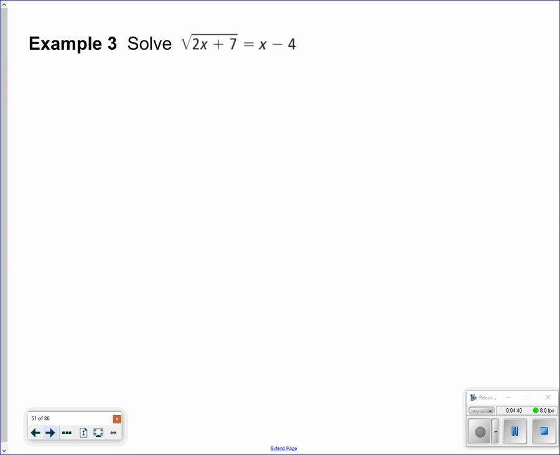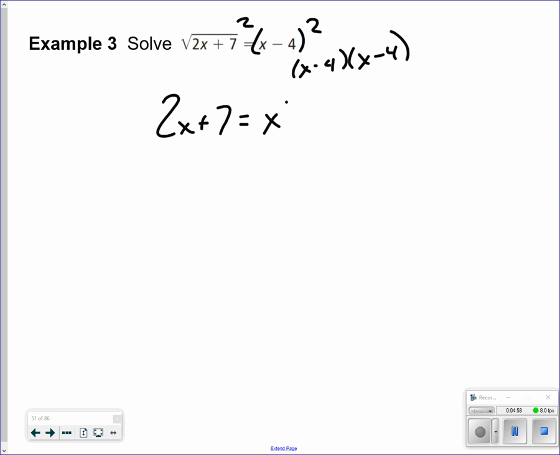All right, here we go. We're starting off with a tough one right off the bat. We're going to square both sides, and I can't stress that enough. You're not squaring each individual term, you're squaring both sides. So 2x plus 7 would equal x minus 4 times x minus 4, which is x squared minus 8x plus 16. When you're squaring a binomial, you have to FOIL it out. Now, it's a quadratic, so I have to get everything equaling 0.